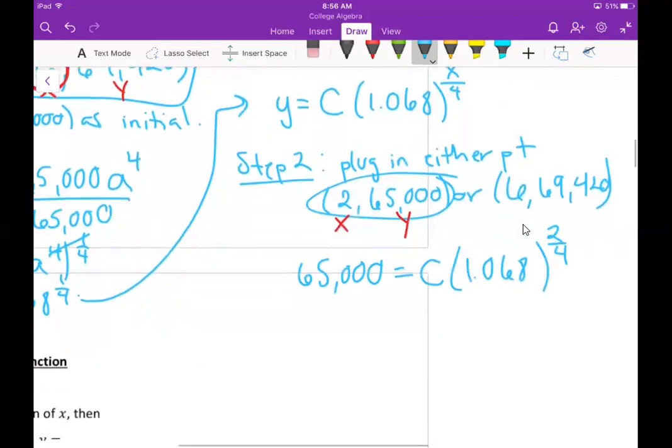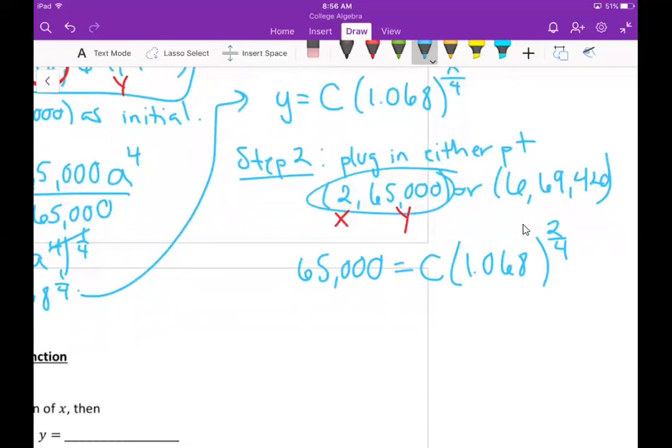Okay, C is where we can do some rounding. So we're going to divide off by whatever 1.068 to the 2/4 or 1/2 power is. We're going to do that to 65,000 and we're going to get a number. Now again, keep as much accuracy as you can, but C would be an initial value. So we're going to maybe round it to the nearest cent because that would make sense for money. Okay, so that's what I'm going to do.